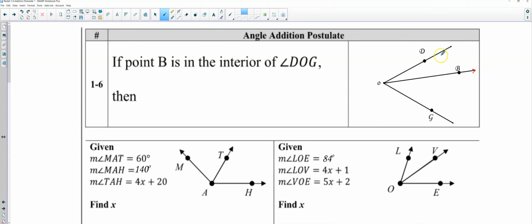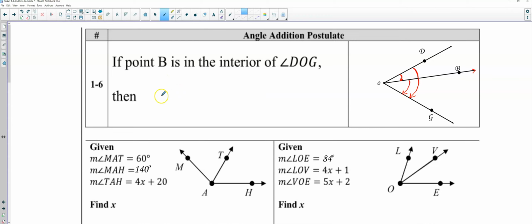Remember that is a ray. So that means that this angle right here plus this angle right here is going to be the whole thing. So this one plus this one, angle 1 plus angle 2, is going to be the whole thing.